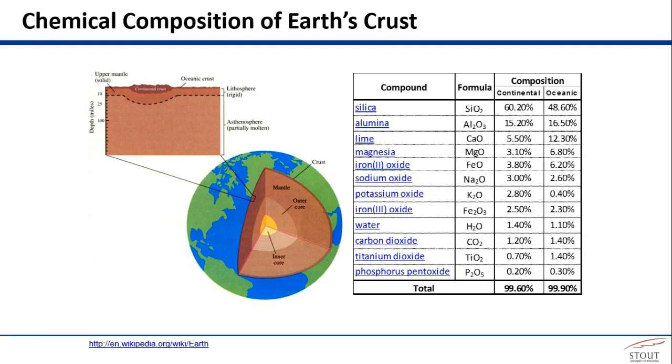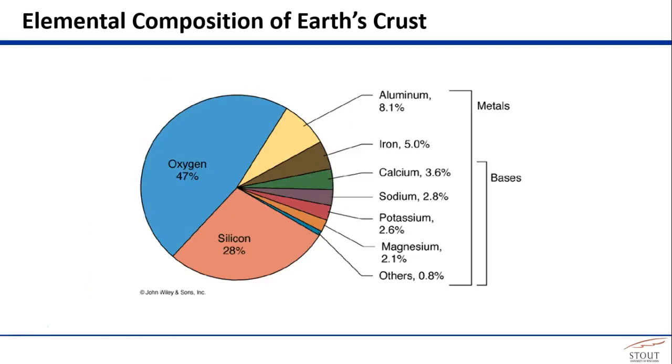Now, look at that list. Now let me ask, what one element do you see most often up there? Oxygen. It's in every one of them. Holy cow! So most of Earth's crust is oxygen.